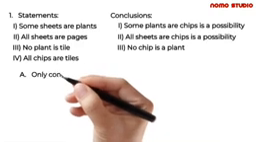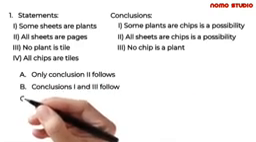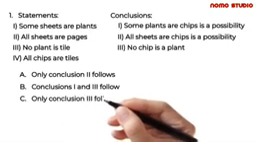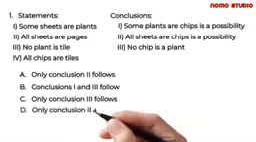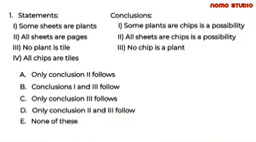A. Only conclusion 2 follows. B. Conclusions 1 and 3 follow. C. Only conclusion 3 follows. D. Only conclusions 2 and 3 follow. E. None of these. To solve this problem, all we need to do is to make a clear diagram for us to easily understand the given statements.